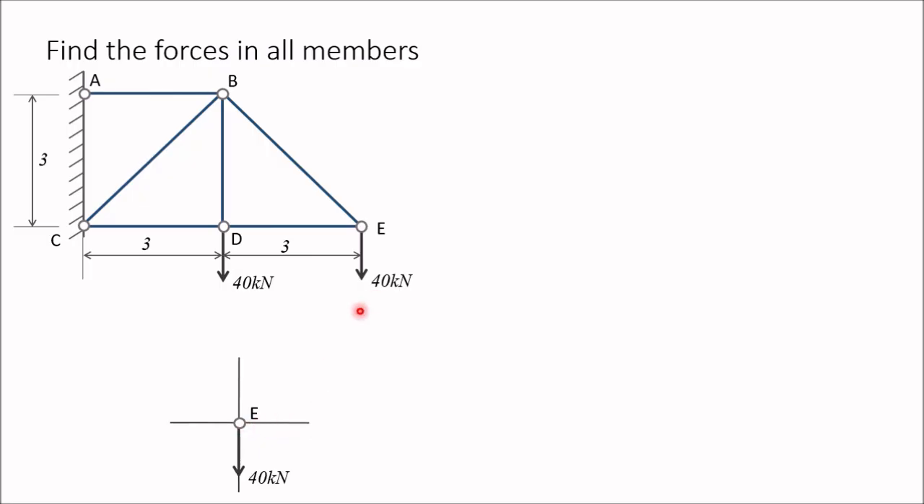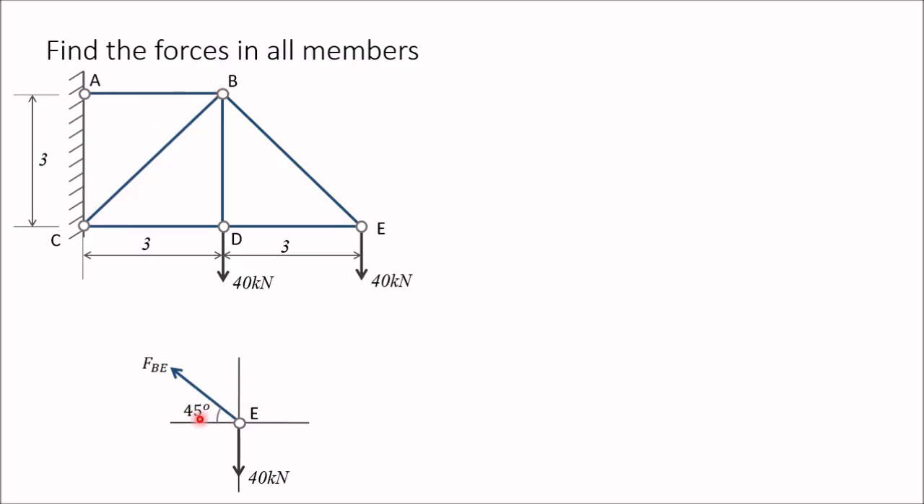There is one force, 40 kilonewton, vertical downward, and two members. So we will show forces along these members away from the joint E. So one member is BE. Now this angle is 45 degree. You can see that this is 90 degree, this is 90 degree, and these sides, this is 3 and this is also 3. So all these angles will be 45 degree.